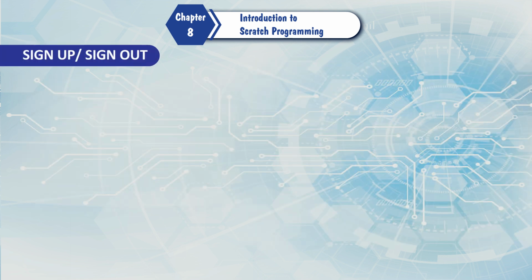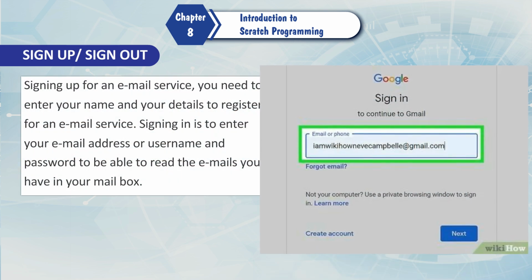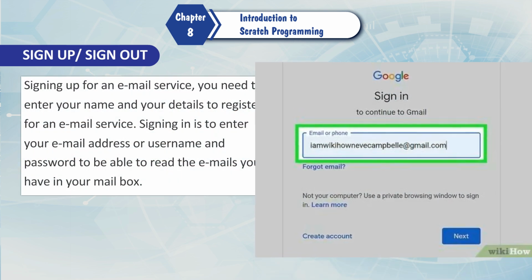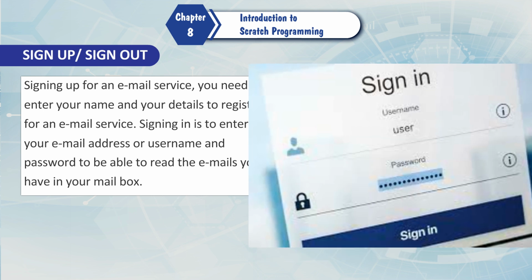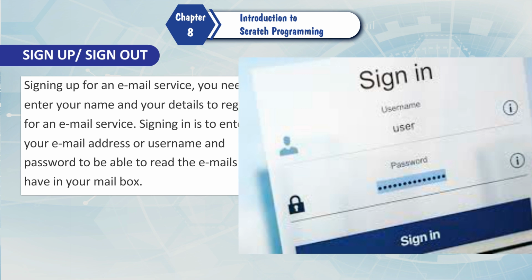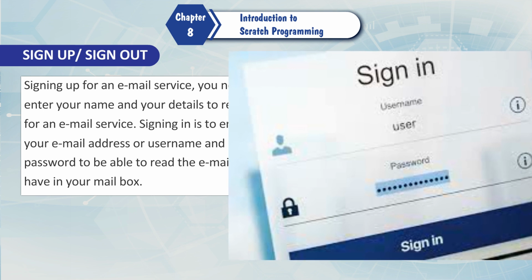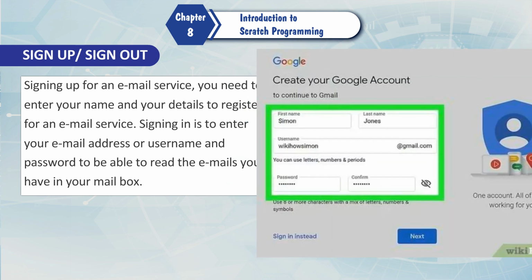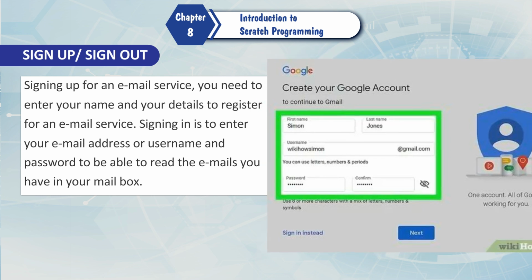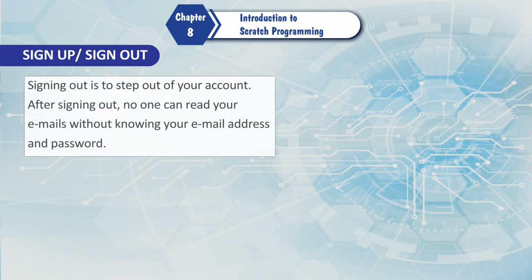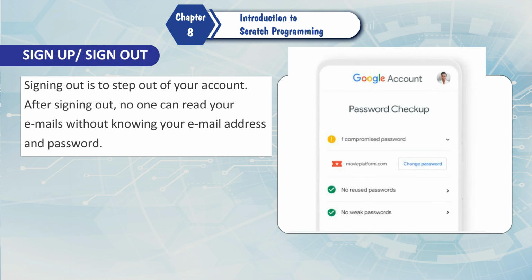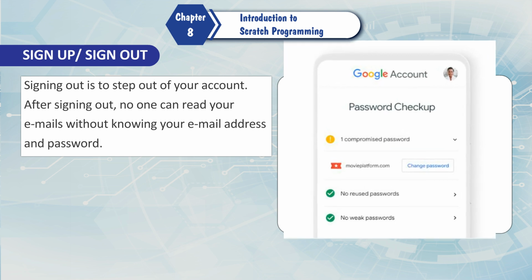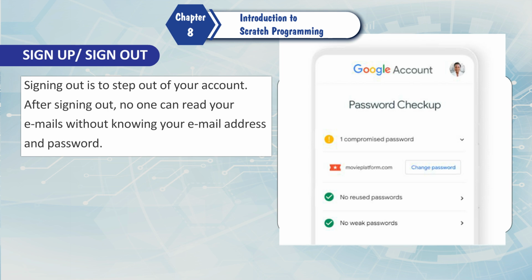Sign up, sign in, sign out. Signing up for an email service, you need to enter your name and your details to register for an email service. Signing in is to enter your email address or username and password to be able to read the emails you have in your mailbox. Signing out is to step out of the account. After signing out, no one can read your emails without knowing your email address and passwords.